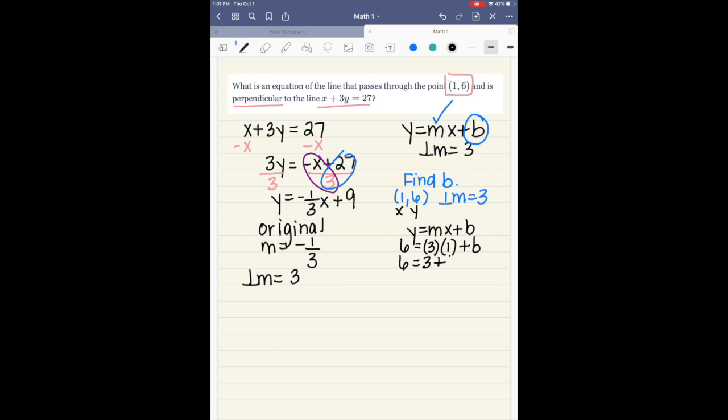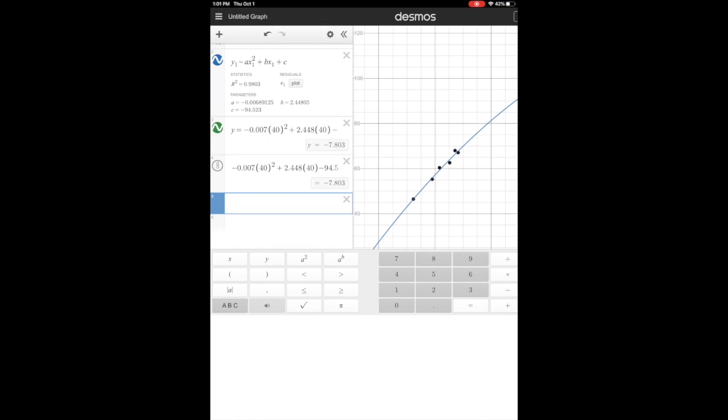So 6 equals 3 plus b. And then we're going to solve by subtracting 3. So b equals positive 3. So I now know my perpendicular slope and my y-intercept. So my point is (1, 6), and it is perpendicular, goes through that value. So I have y equals 3x plus 3. And again, go check it in Desmos.